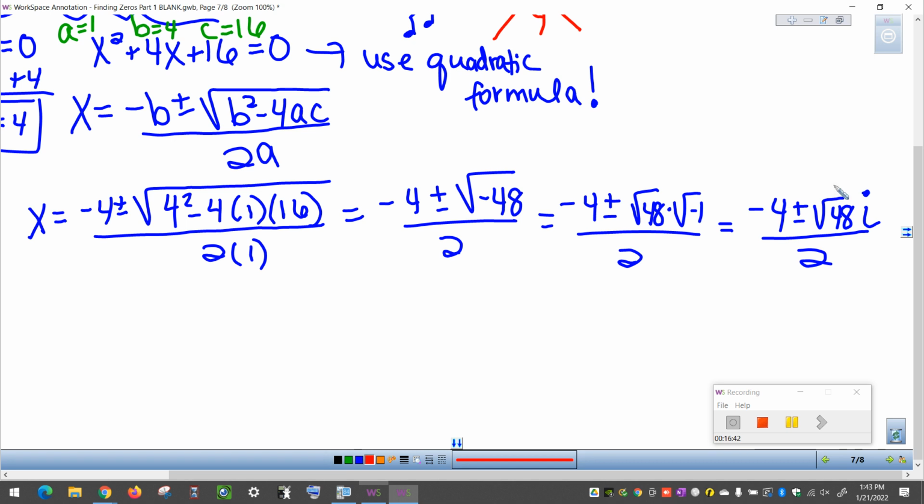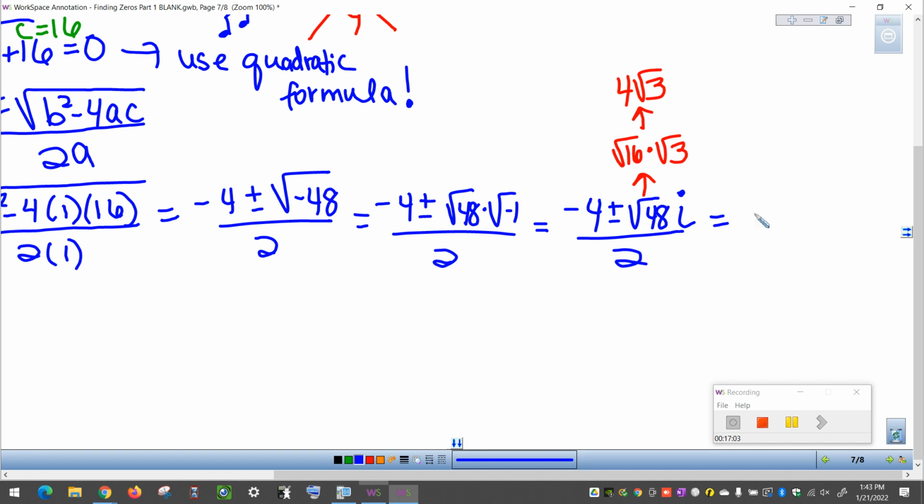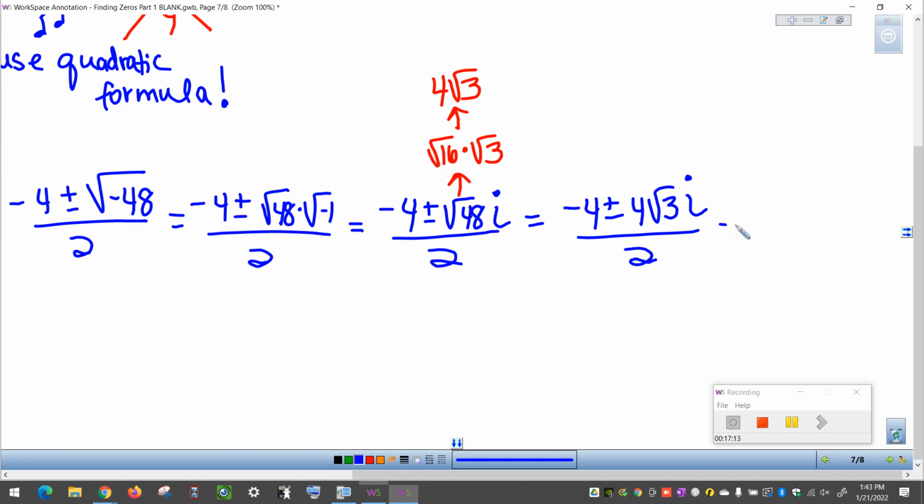Now, if we were to think about reducing this down, 48 is the same thing as 16 times 3. That's actually super helpful because we can take the square root of 16. The square root of 16 is 4. Keep that out in front of the square root of 3. So I'm going to rewrite this now as 4 square root 3. I'm still going to put the i at the end. The whole thing is still being divided by 2.